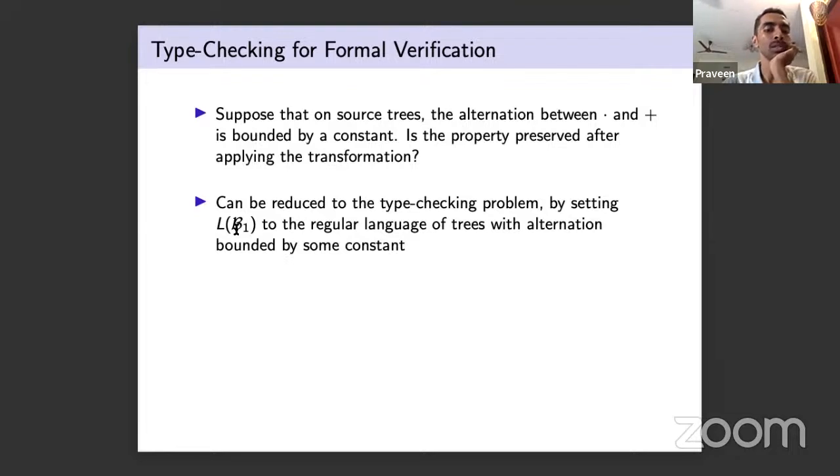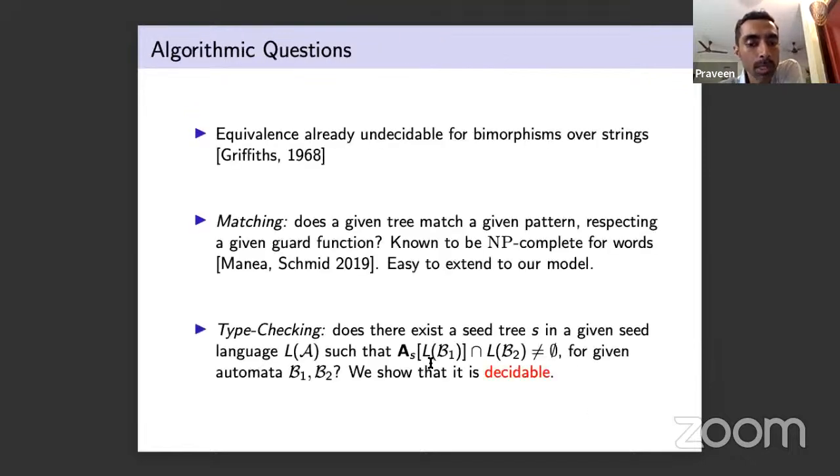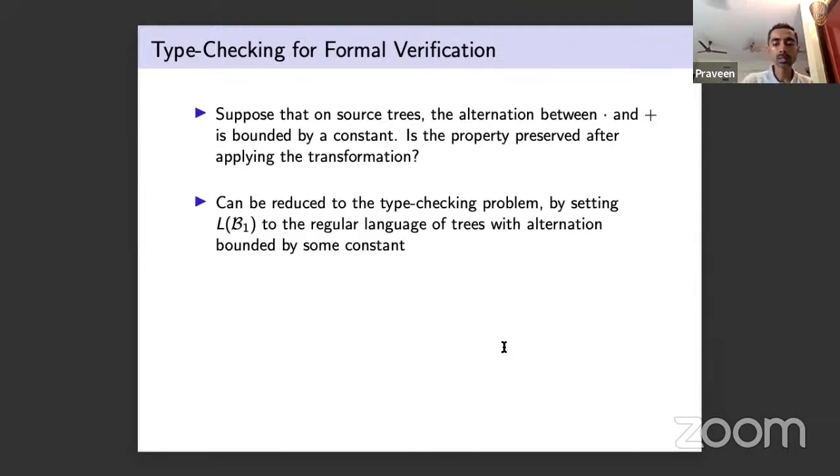In this case, you can set L of B1 to be the regular language of trees with alternation bounded by some constant. And then L of B2 to the complement language. Now L of B2 will have all sorts of trees with unbounded alternation depth and so on. And then if you give these as input to your type checking problem, then you will know whether this property is being violated. Right, so that is one example.